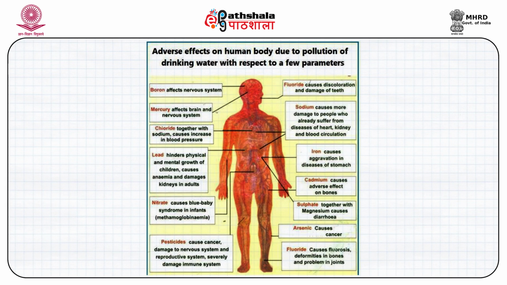Cadmium again has adverse effects on bones and sometimes it also causes cancer. Sulfate together with magnesium causes diarrhea. And the famous arsenic gives rise to cancer, mostly cancer of skin, and a lot of other related issues. So we must be aware that these pollutants should be avoided in drinking water.